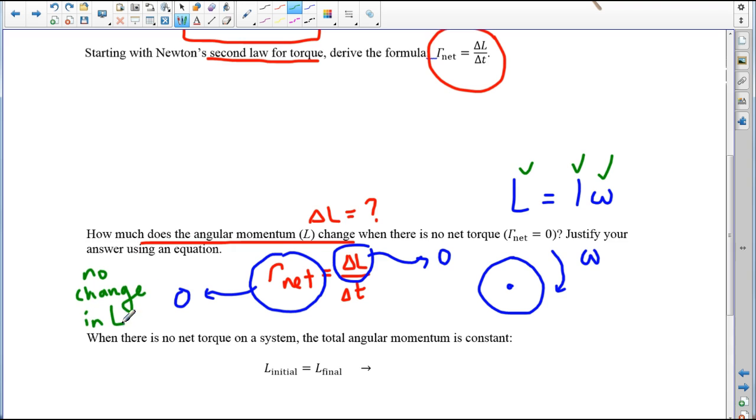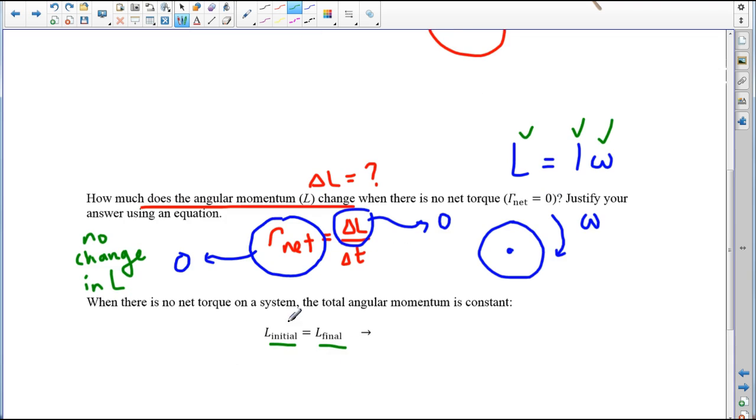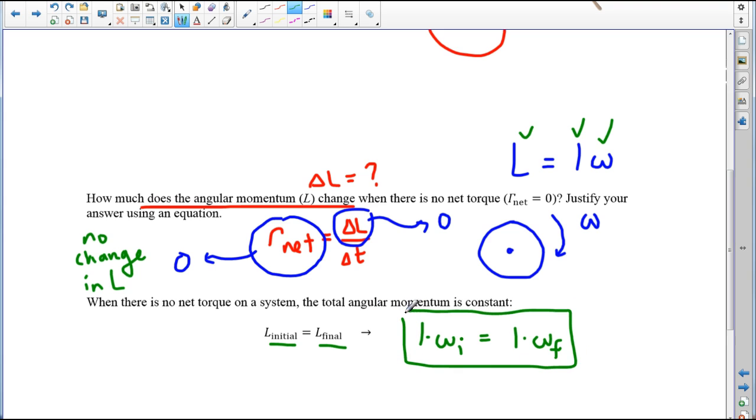No change in L. That means the initial value of L will be the same as the final value. And we can write this as the following. We could write I times the initial angular speed equals the moment of inertia times the final angular speed. And we'll solve some problems using that equation.